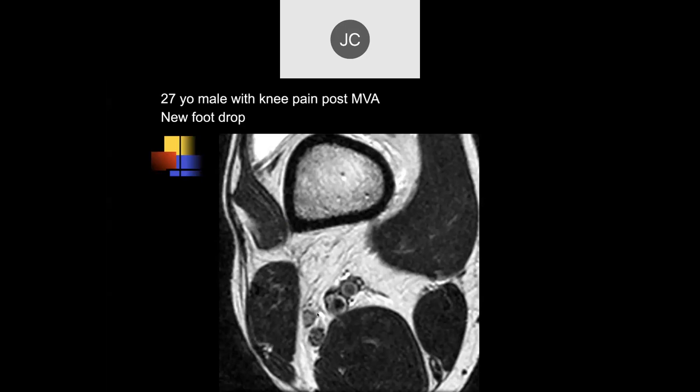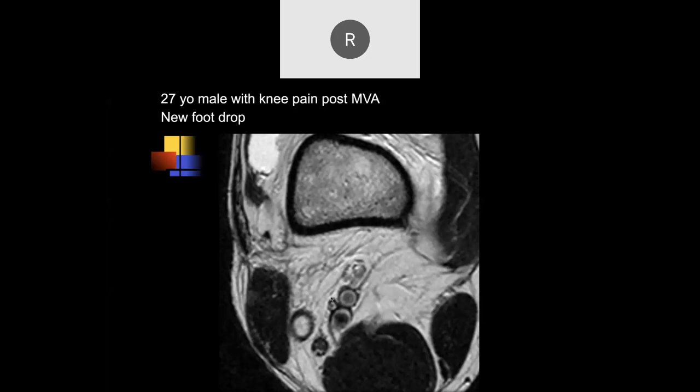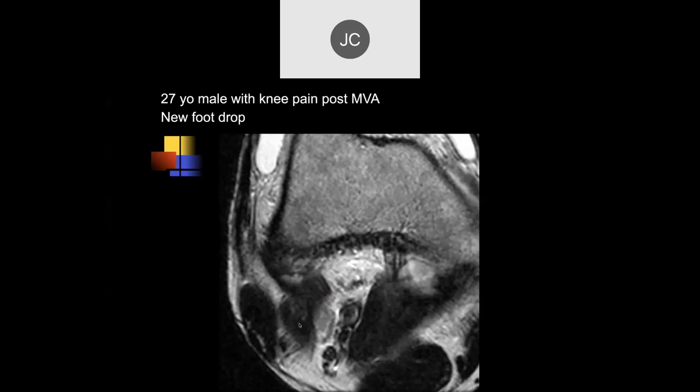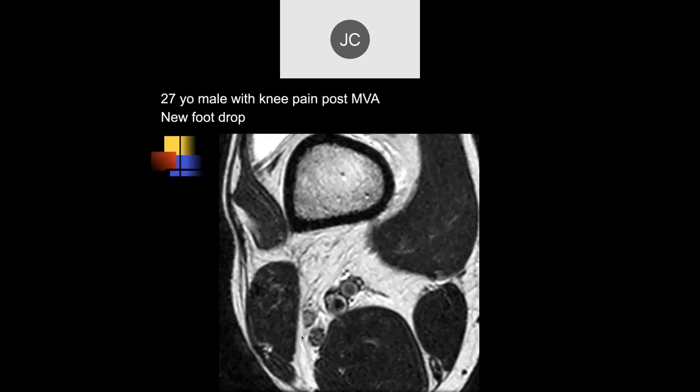So this is one cut, a little bit of difference in signal intensity on the two. If we go to a cut farther down, it looks like this. Now that common peroneal nerve looks thick and increased in signal. And then if we go farther down, let me go back here. So there, here.